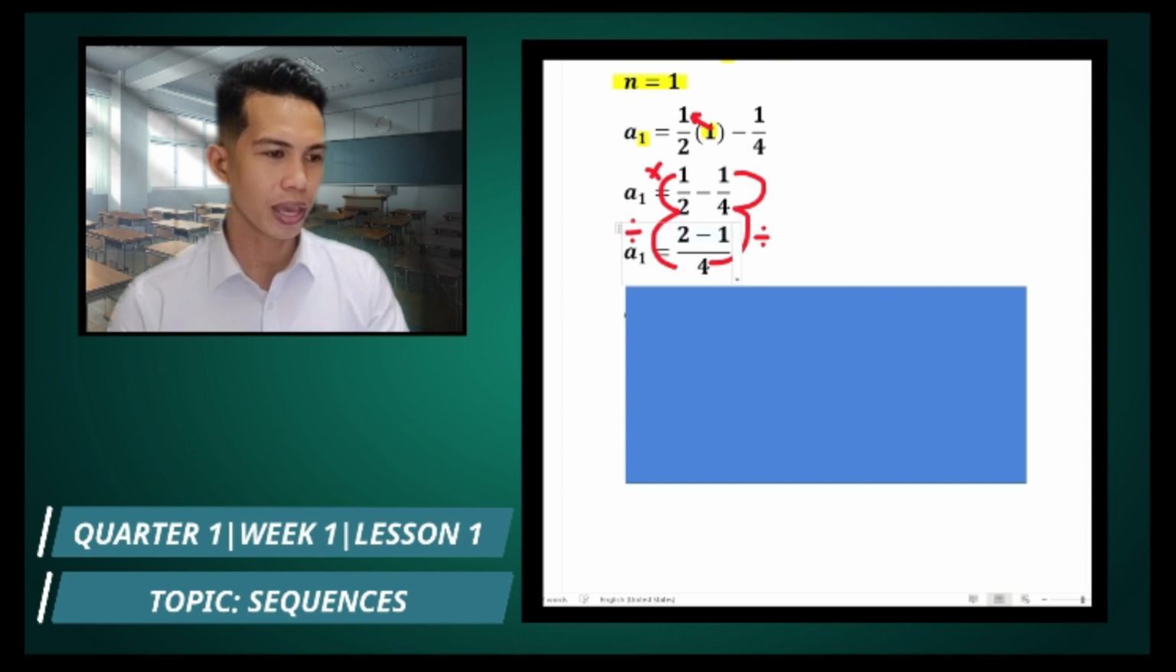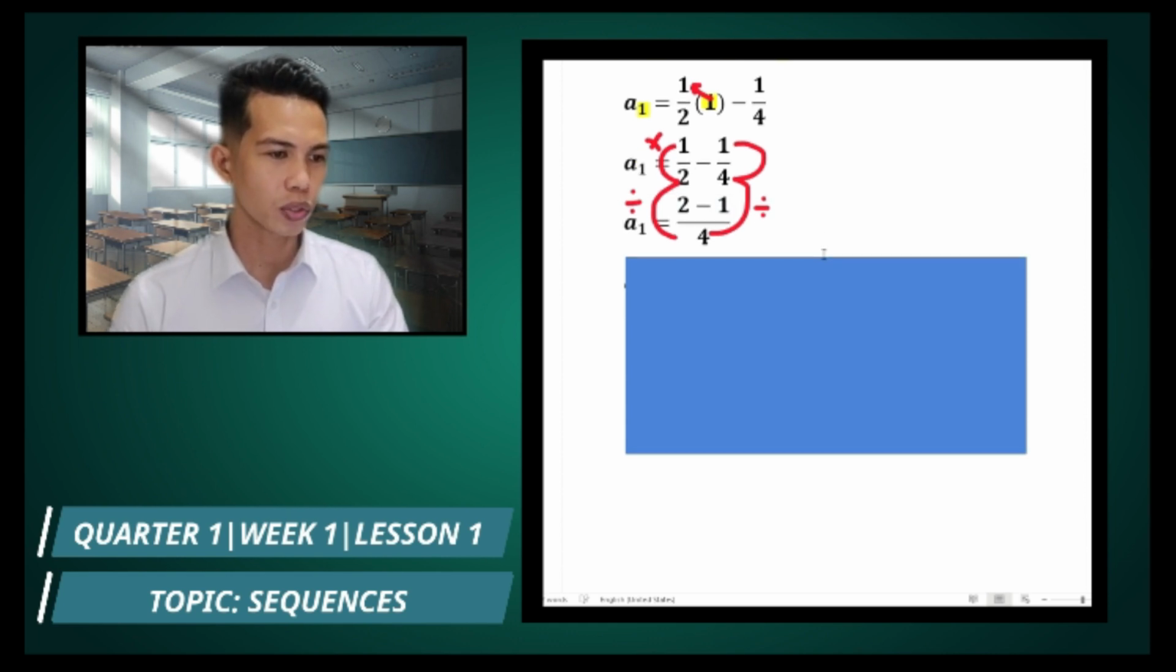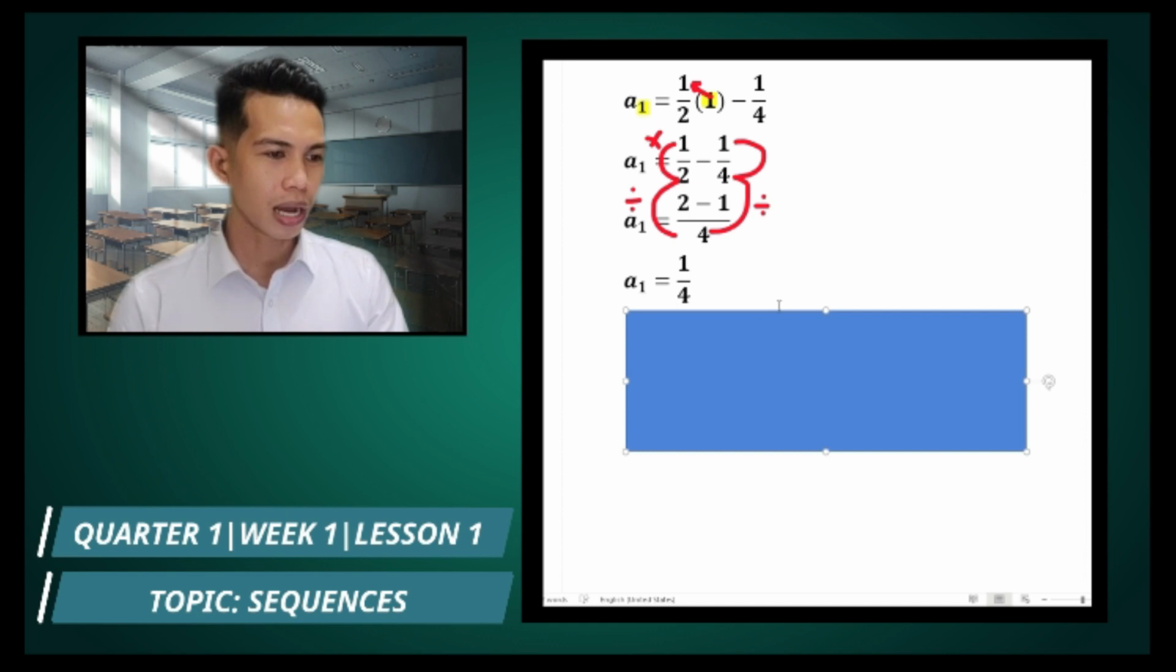So therefore, we have 2 minus 1. Next is we are going to subtract 2 minus 1, that is 1. Copy the denominator 4. Therefore, our first term, or a sub 1, is equal to 1 over 4.